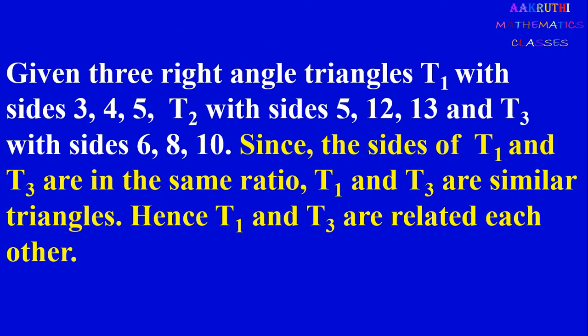So next, it is given 3 right angle triangles: T1 with sides 3, 4, 5, T2 with sides 5, 12 and 13 and T3 with sides 6, 8 and 10. Now here sides of T1 and T3 are in the same ratio. You consider 3, 4, 5 and 6, 8, 10. They are in the same ratio. Therefore T1 and T3 are similar triangles. Hence T1 and T3 are related to each other in the relation similar.